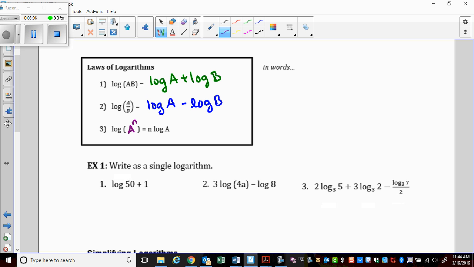Write these as a single logarithm. This is log of 50, right? I'm not going to change this for a minute. Plus 1 can be written as log of the same base to the same expression. So I'm going to leave it blank, so that means log base 10 of 10. So this is actually equal to 1. I can combine these because it's plus, and they each have their own log, so I can combine these to be log of 50 times 10, which is log of 500. That's it.